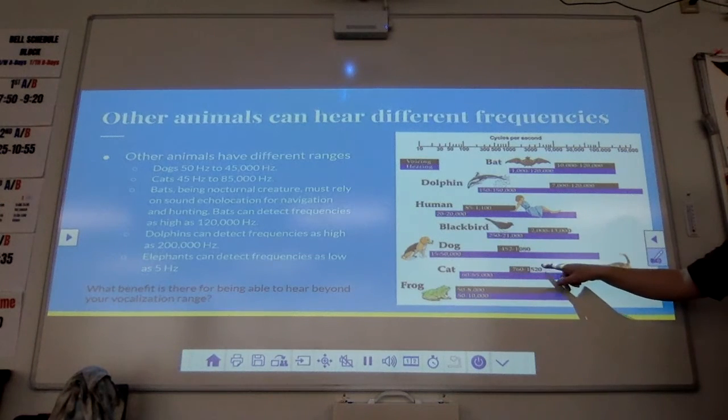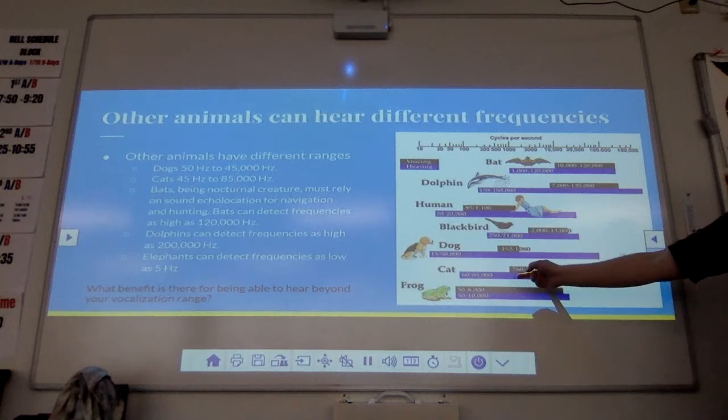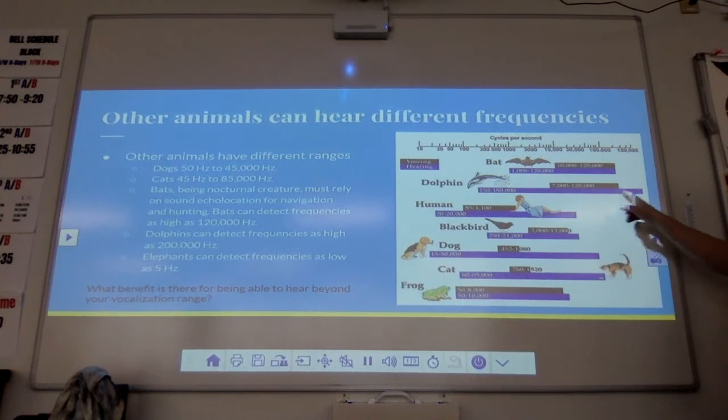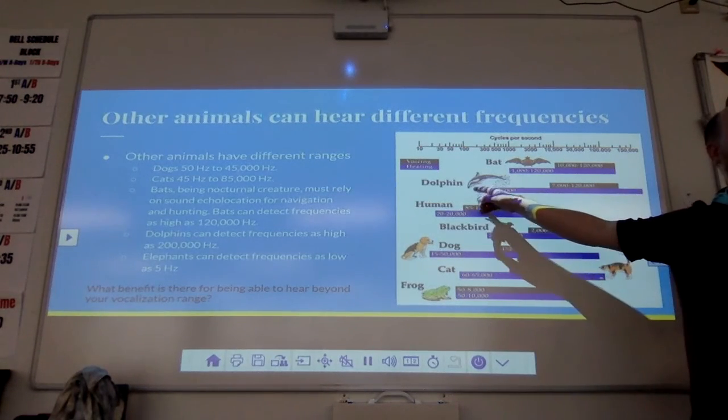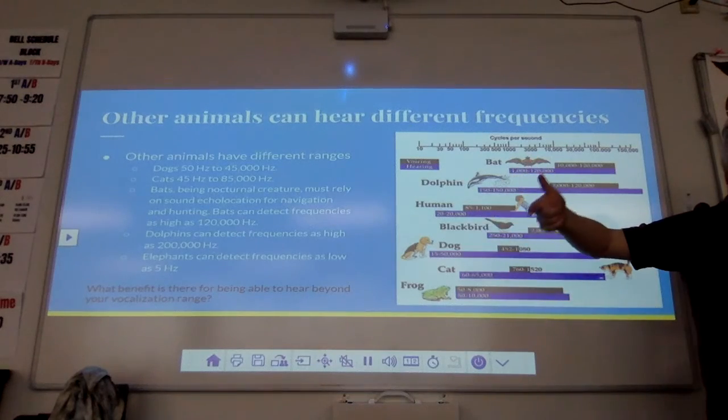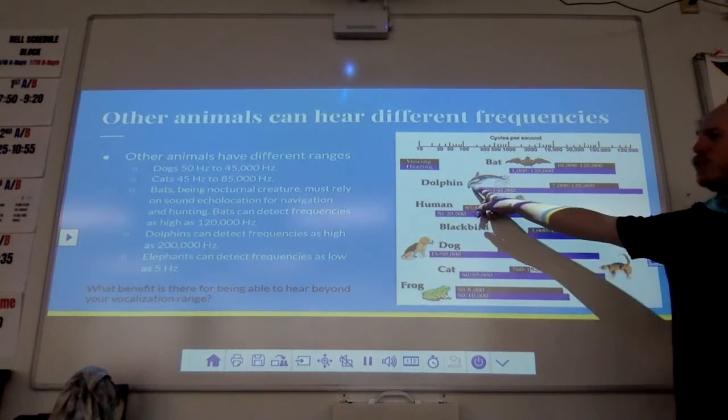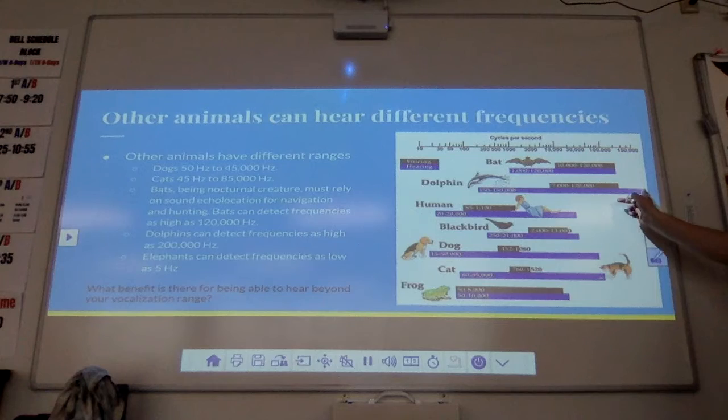Yes. Why would that be an advantage? If you're a blackbird, why would it be an advantage to be able to hear a cat? Yeah, so you don't get eaten, right? So if you can hear much greater ranges, you're able to hear predators or prey. Okay, dolphins have a huge range. They can hear a ton of different ranges.